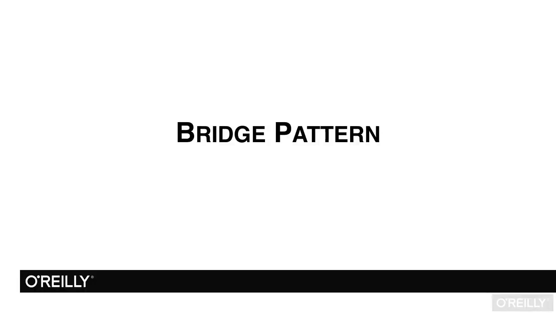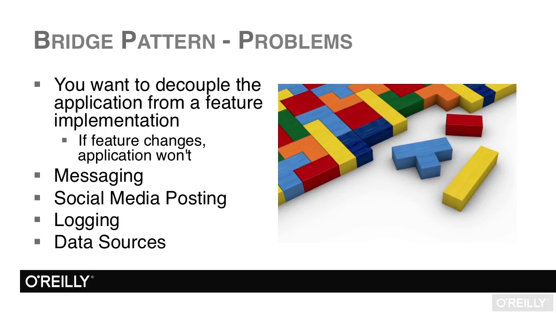We'll continue with our structural patterns with the bridge pattern. And the bridge pattern is an interesting pattern, and it's going to share some similarities with some other patterns that we've seen before. The bridge pattern is for if you want to decouple the application from a feature implementation, or effectively decouple two classes, so that the two classes really don't know anything about each other, and if one of them changes, the other one doesn't have to adapt to that change.